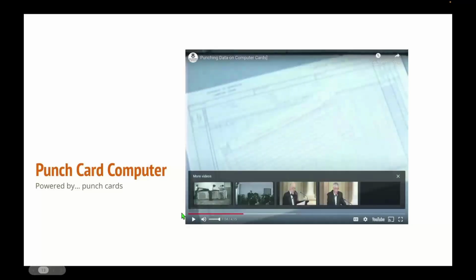Is also utilized to represent alphabetic characters. Here we see a typical portrait.